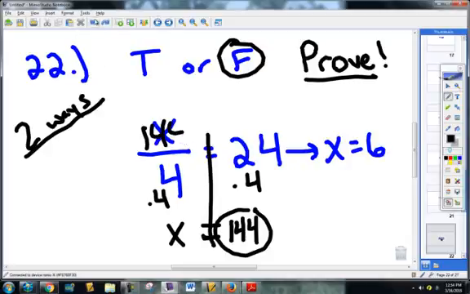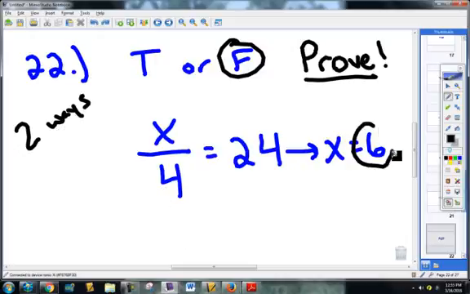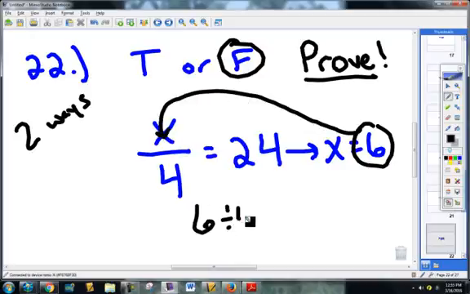The other method that you could do is you can just take this and plug it in, right? So then you're basically saying, okay, is 6 divided by 4 equal to 24? Are you saying that? No, it's not. It's actually 1.5. Yeah, 1.5. Okay. Everybody good with that? All right. So it's false. It is false. Okay.